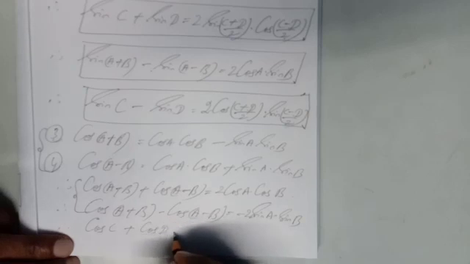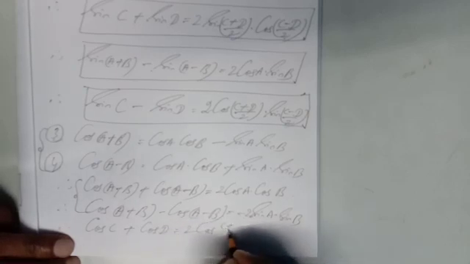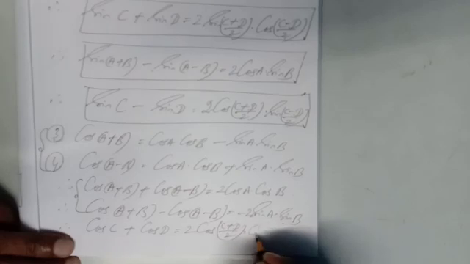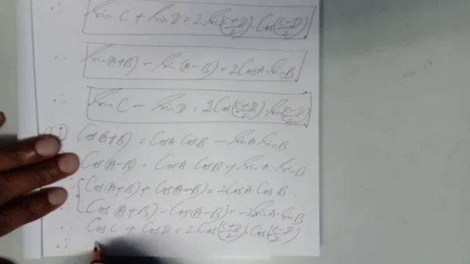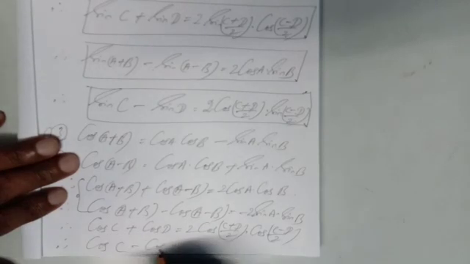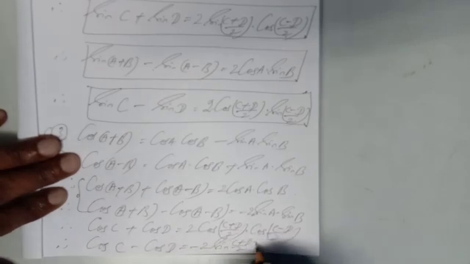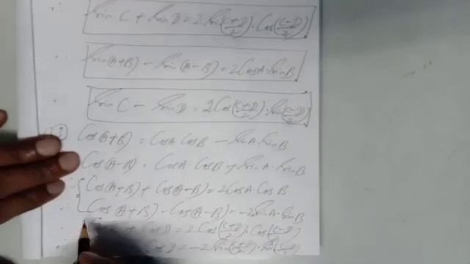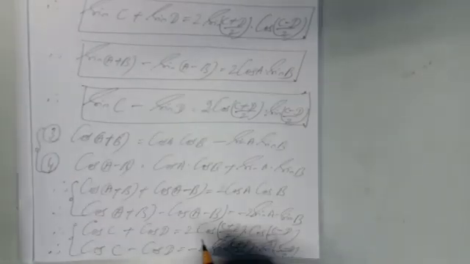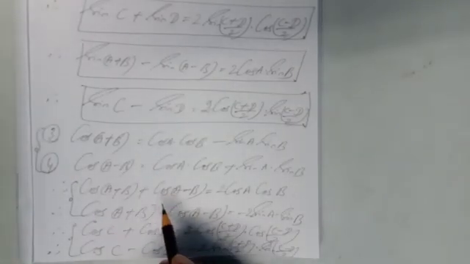Therefore, cos C plus cos D. The formula is 2 cos((C plus D) by 2) into cos((C minus D) by 2). Then the same thing, cos C minus cos D, the formula will be minus 2 sin((C plus D) by 2) into sin((C minus D) by 2). These are the formulas I am getting from cos(A plus B) and cos(A minus B). In this way, I have completed sin(A plus B), sin(A minus B), cos(A plus B), cos(A minus B).